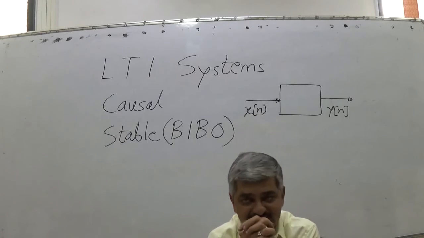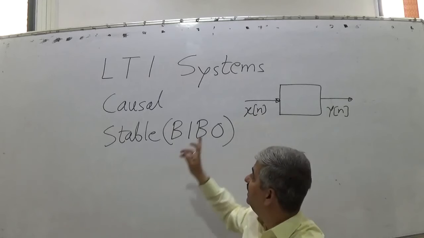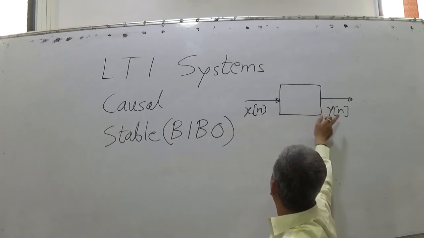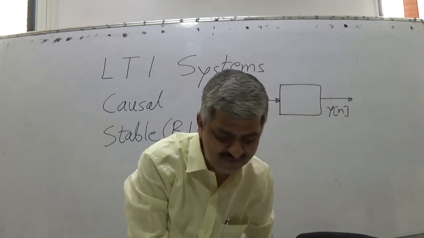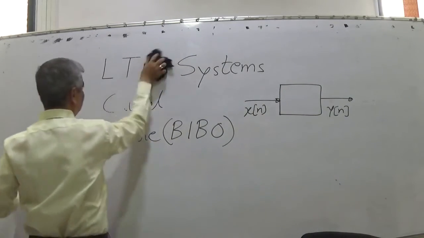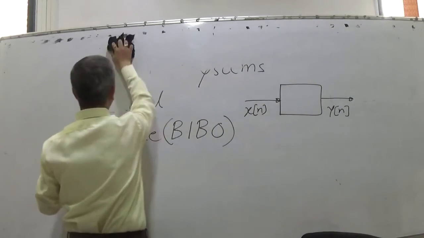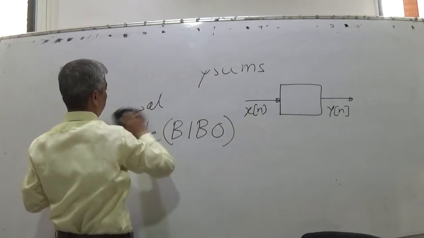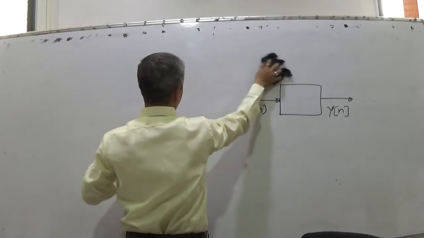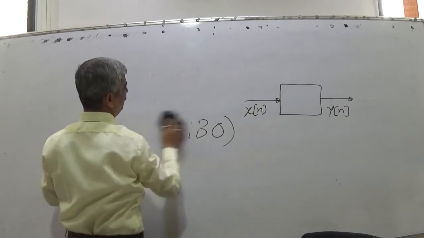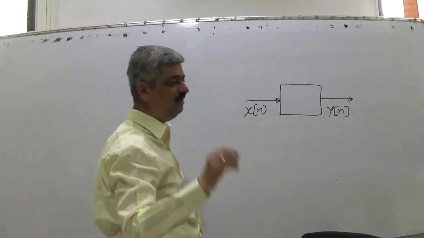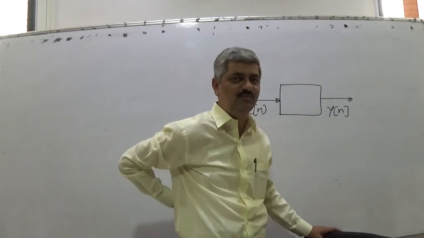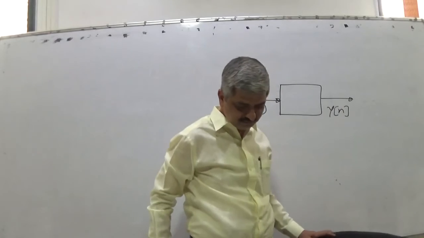So the linear system: input x[n], output y[n]. Now, sometimes definitions are very clumsy, in the sense that we don't understand what they mean. What do we mean by a linear system?